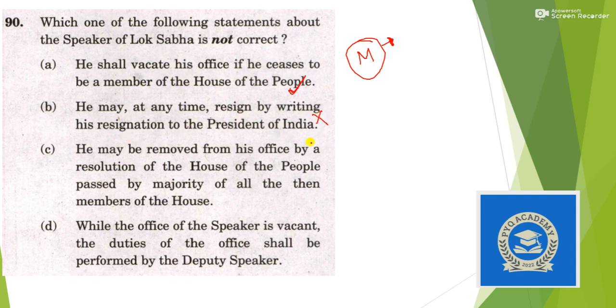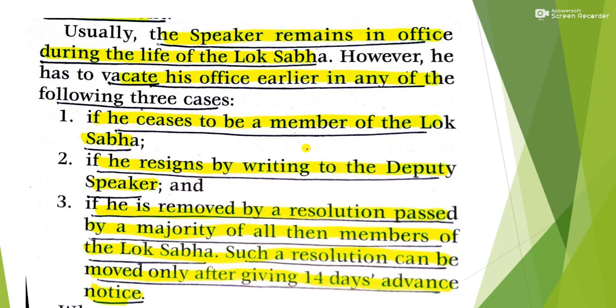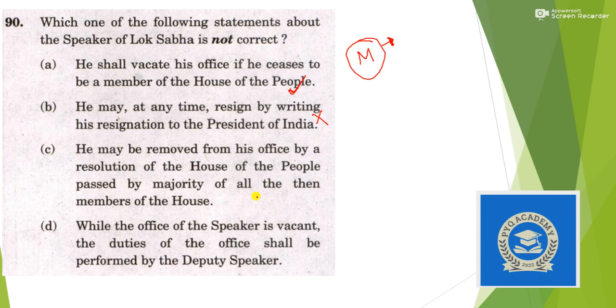He may at any time resign by writing his resignation to President. No, he may write his resignation to the Deputy Speaker, not to the President. So this statement is wrong. He may be removed from his office by the resolution of the House of People passed by majority of all the then members of House. Yes. While the office of Speaker is vacant, the duties of the office shall be performed by Deputy Speaker. This is true. So the answer should be option B.